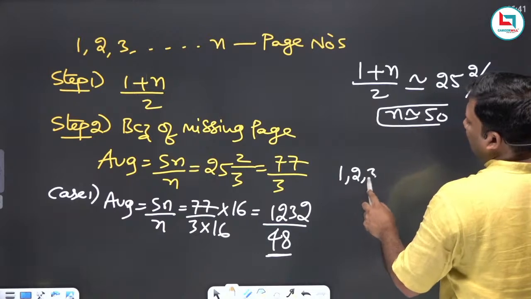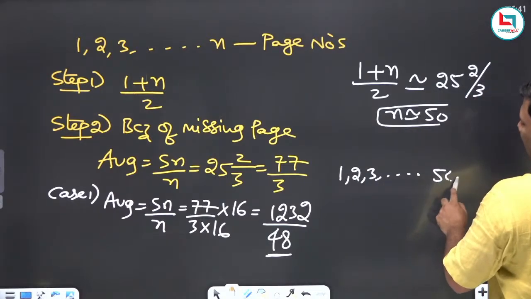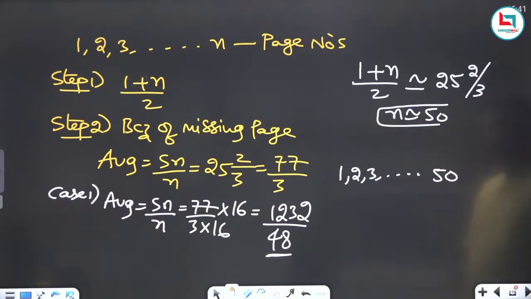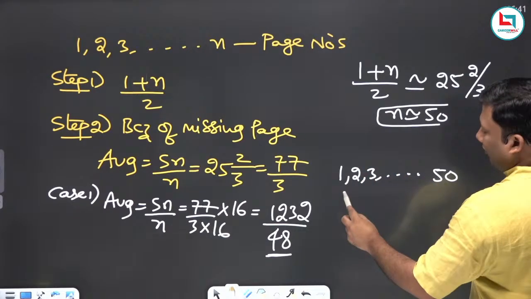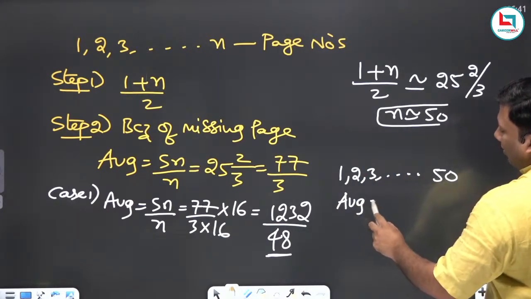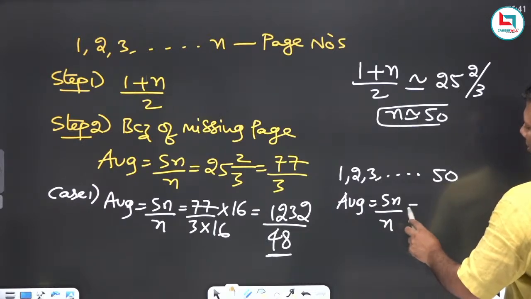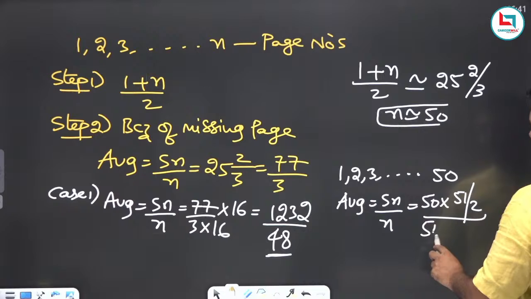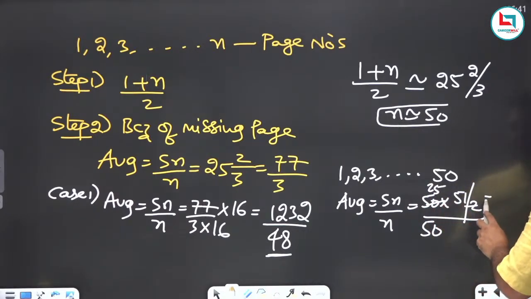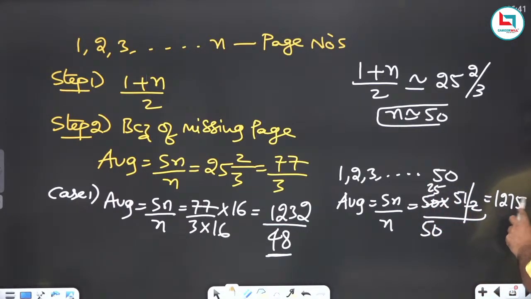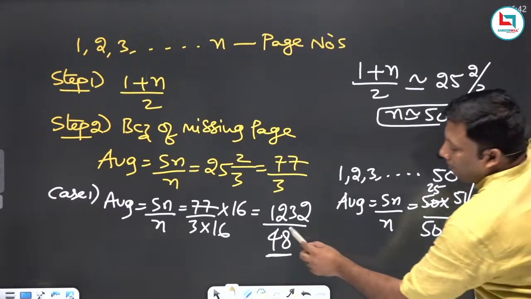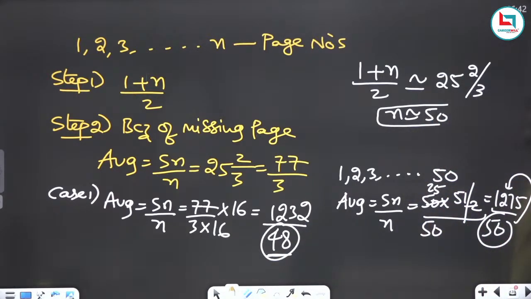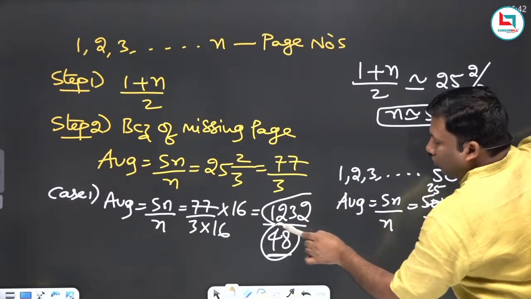After one page is missing, every page will have two page numbers, so totally the page numbers will be 50. So the average will be Sn by n, which is 50 into (n plus 1) by 2 by 50, that is 25, sir. It is 1275 by 50. There are 50 page numbers whose sum is 1275. After one page is missing, there are 48 page numbers whose sum is 1232.